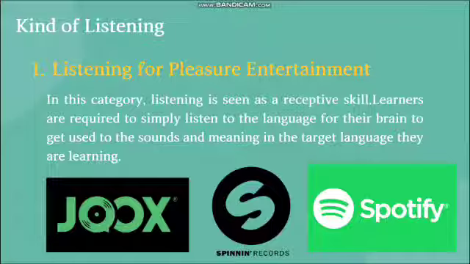We are familiar with Jooks, right? Joox is an application to listen to music, podcasts, and etc. And next is Spinning Records. Spinning Records is a home for all music of the world's leading dance record label. And the next is Spotify. Spotify is the same as Joox.